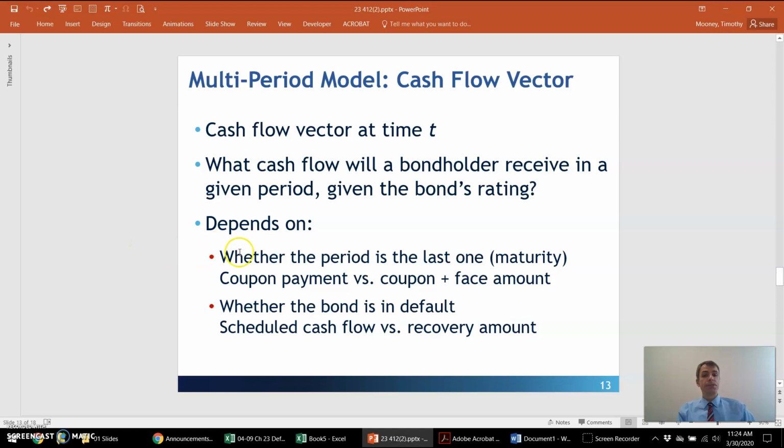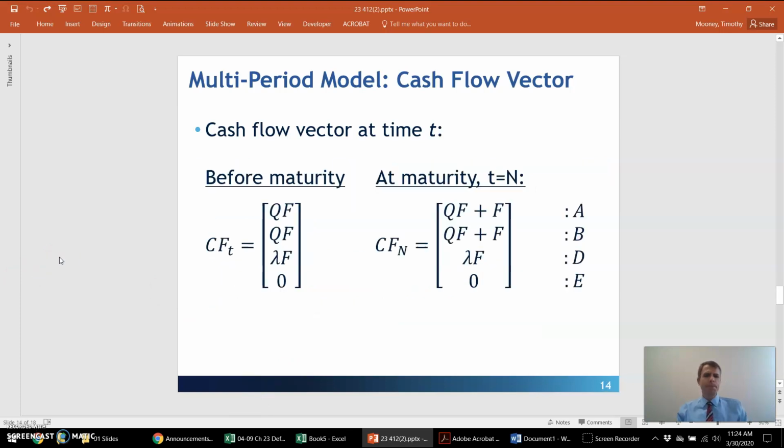The cash flows I receive from a bond are a function of whether a bond is maturing. If it's prior to maturity, I just receive a coupon payment in a given period. Otherwise, when a bond matures, I receive the last coupon payment and also the face amount back. And then also the cash flows I receive are a function of whether or not the bond has defaulted. So let's look at that in matrix notation. We'll compute a cash flow vector for each point in the bond's life, each tick on the cash flow timeline.